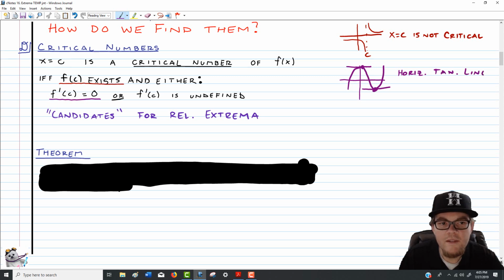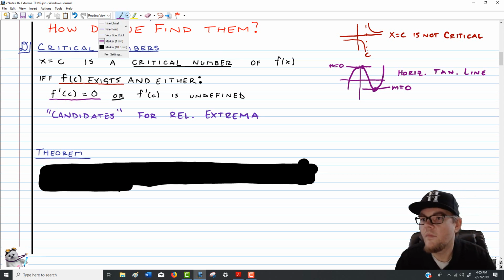Now we'll discover in a few days that horizontal tangent lines can sometimes occur at a place where there's not a relative maximum or relative minimum, but at the same time those zero slope spots are really prime candidates, get it, prime because of derivatives. They're really prime candidates to have a particularly high or low point occur. So keep that in mind.